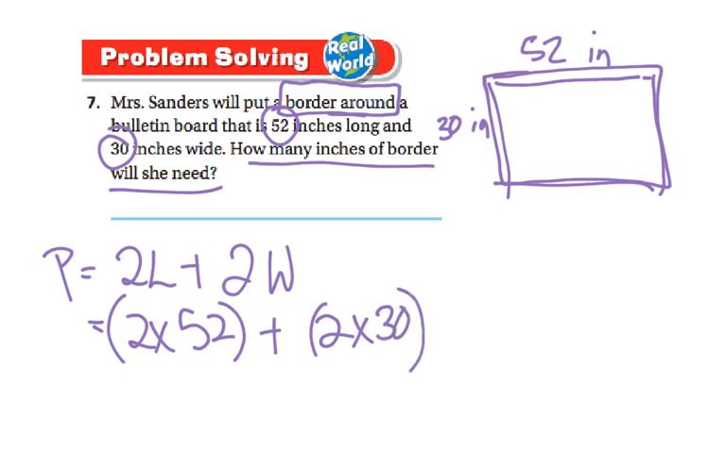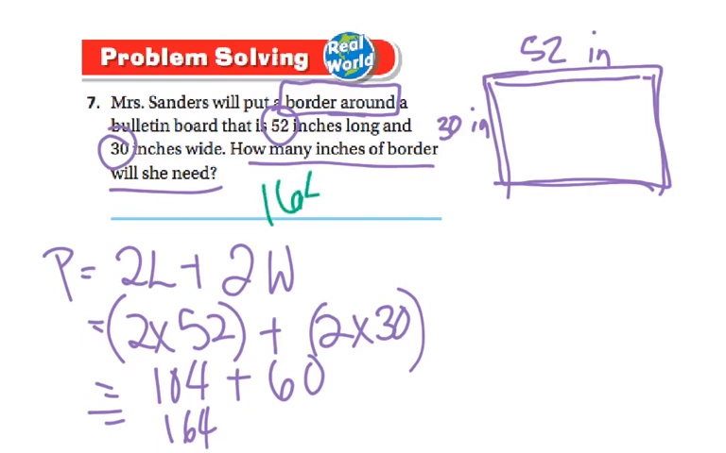All right, so now I'm doubling 52. I know if I double 50, that's 100, and then double 2 would be 4. So 2 times 52 would be 104, plus 2 times 30 is 60. When I add those together, I get 164. So my answer is that she's going to need 164 inches of border.